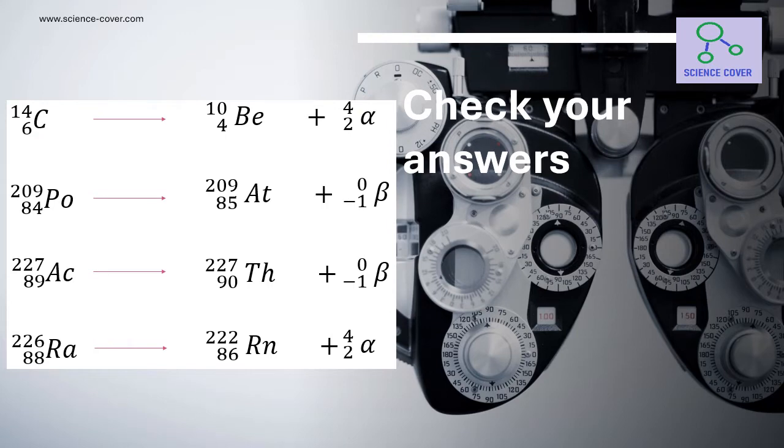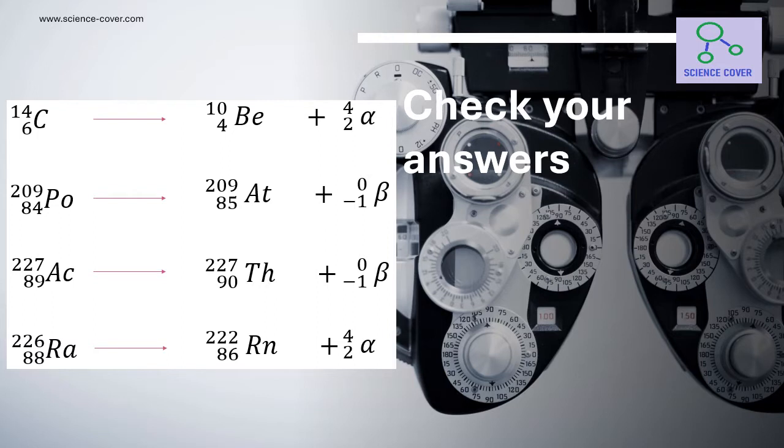First, we start with carbon-14 with 6 protons. It's going to alpha decay, which means that it loses 4 from the mass number and 2 from the atomic number. This leaves us beryllium with 10 as a mass number and 4 as an atomic number.